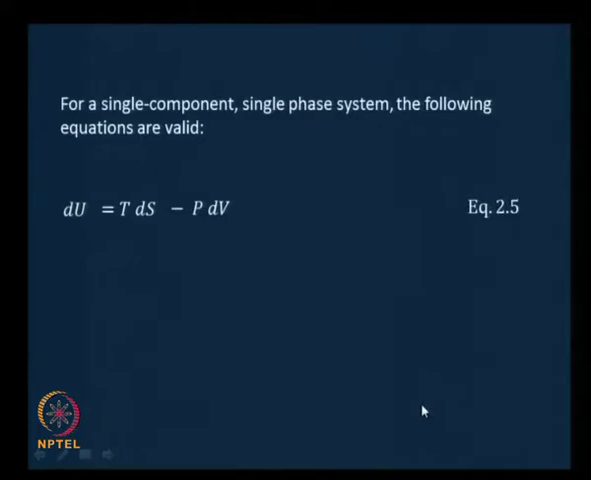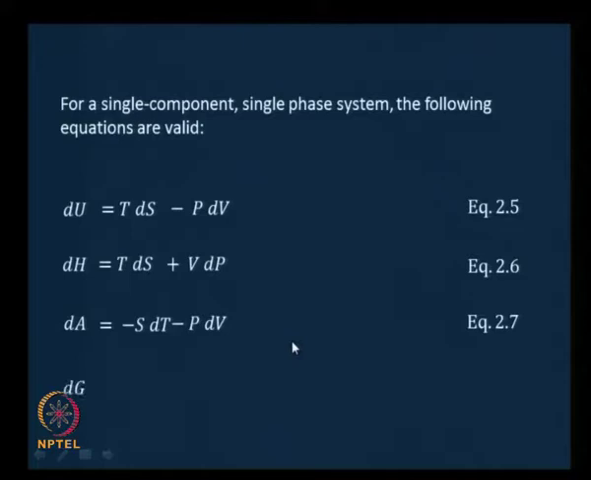Therefore, these equations are valid for a single component single phase system, closed system. dU = TdS - PdV, dH = TdS + VdP, dA = -SdT - PdV, and dG = -SdT + VdP.